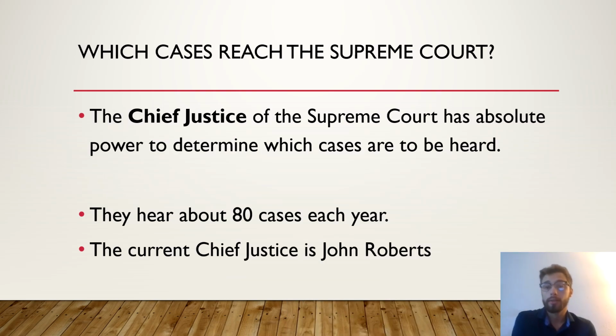Now, which cases reach the Supreme Court? This is where we realize the power and influence of the Chief Justice, John Roberts. The Chief Justice has the absolute power to determine which cases are to be heard by the Supreme Court. We have, of course, 80 cases a year, so that's 80 moments of decision making in which the Chief Justice has notable influence to determine what they are going to be discussing and providing rulings on.